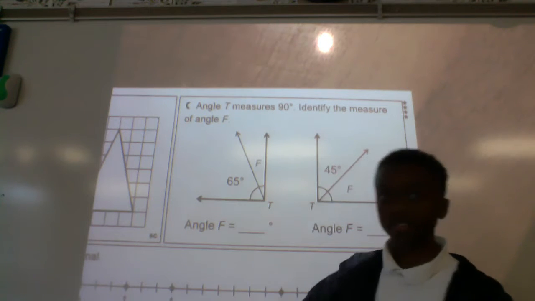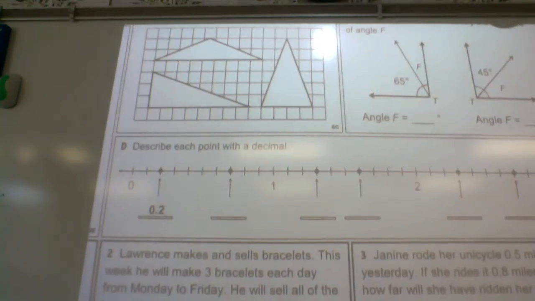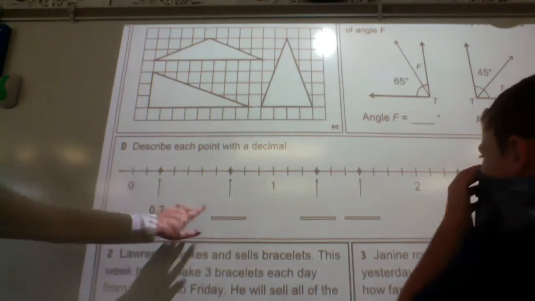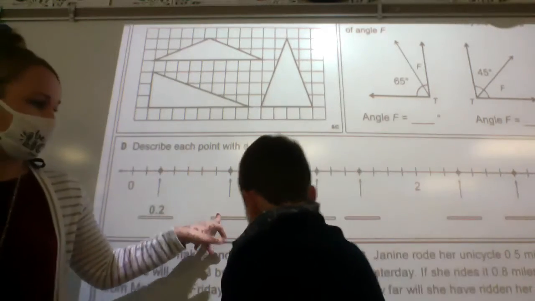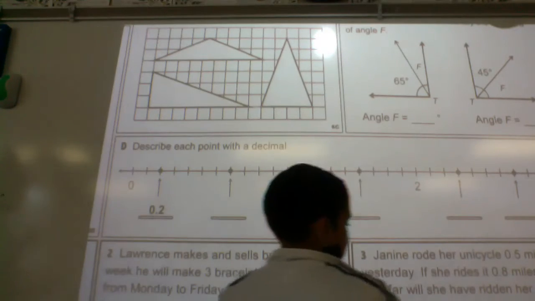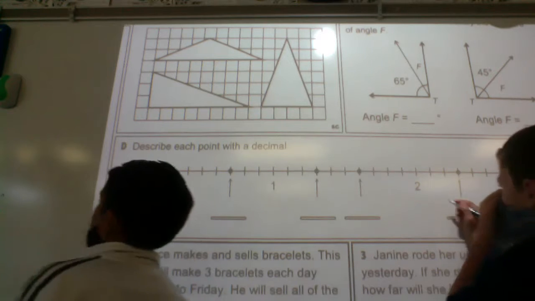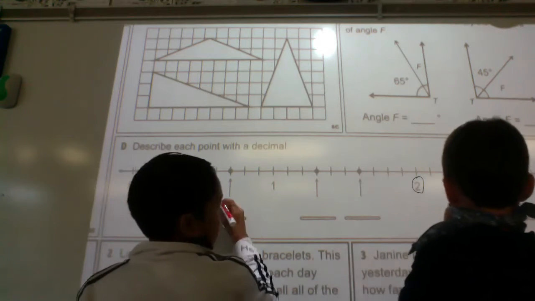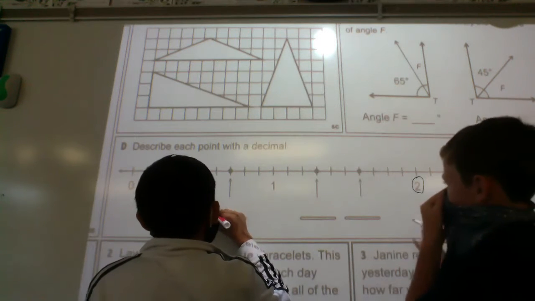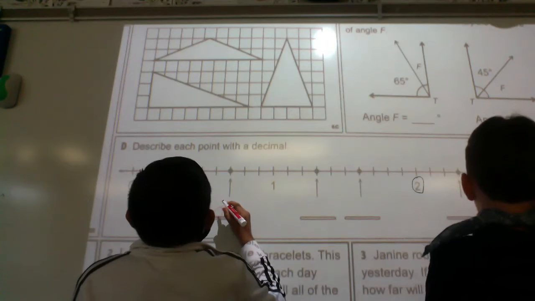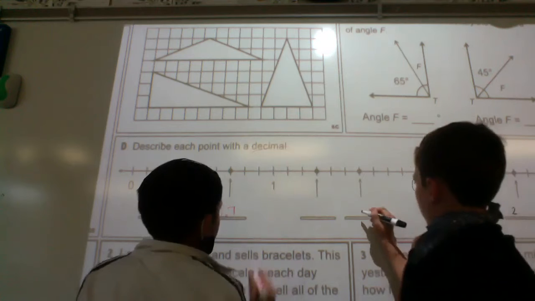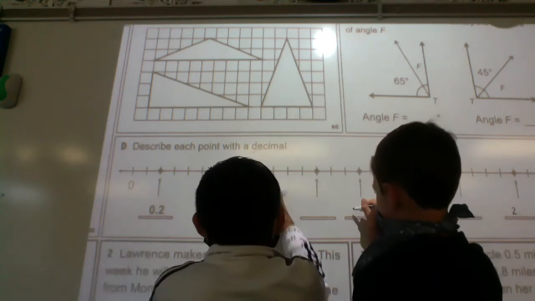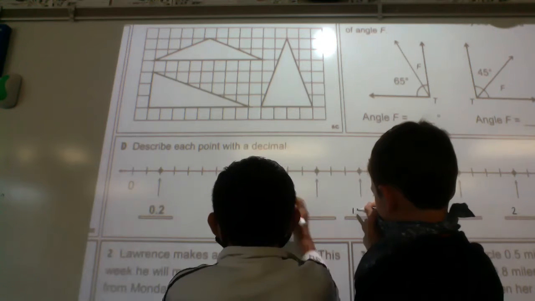Justin and Alex. Okay, Justin, do these 3, and Alex do these 2. So describe each point with a decimal. Remember, when you're looking at a number line, look at the numbers that are marked on it. Always look at the starting point, the ending point. This one has numbers in between as well, so it's really important you look at that. And they even give you a freebie. They already did one of them for you that kind of gets you going.